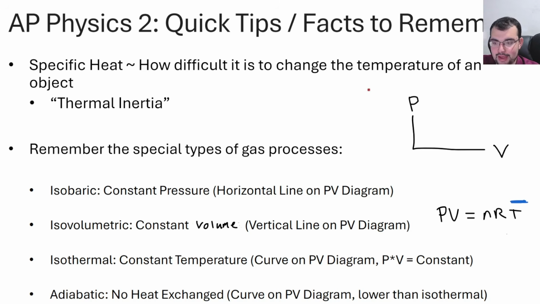Then an adiabat, this means no heat is exchanged. This is also a curve on the PV diagram, but it's just lower. It's a lower curve than an isotherm. Not that you'd ever have to compare this because there's some calculus involved to get the adiabat equation. It's like a 3/2 power or a 5/2 power.